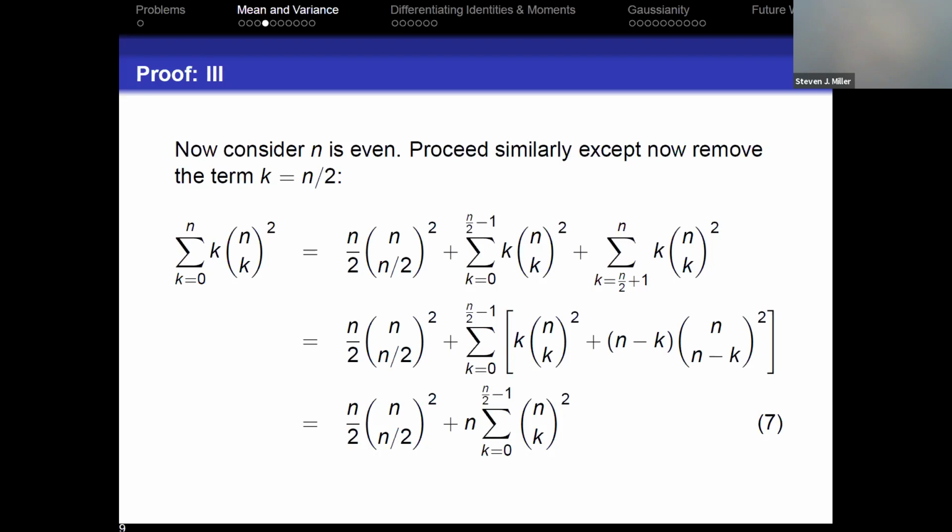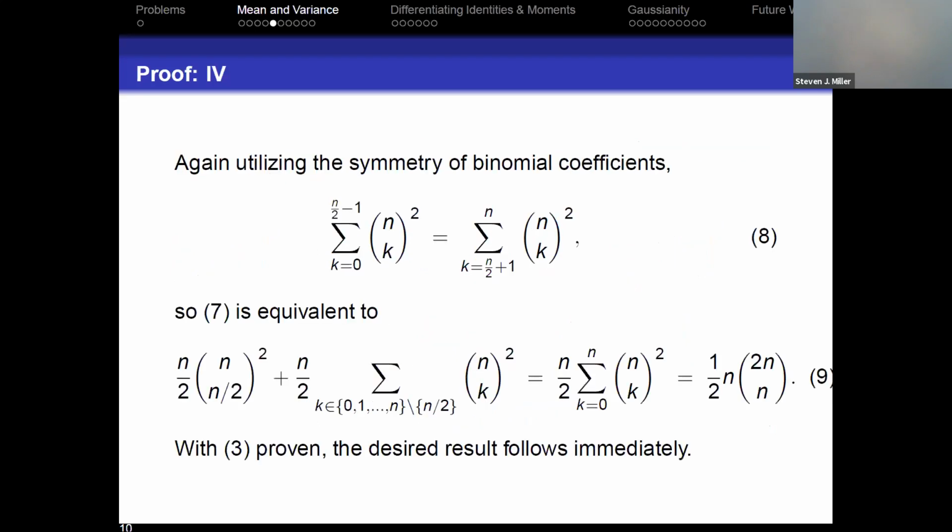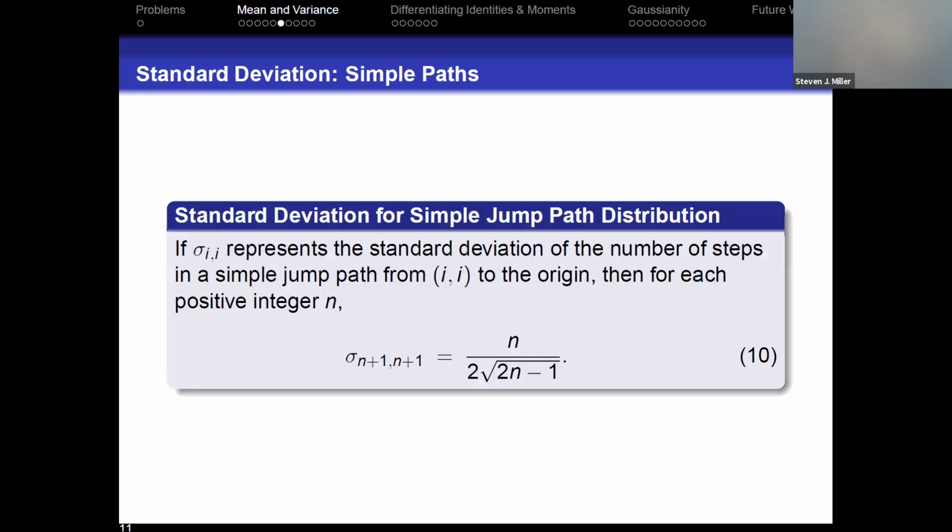It's essentially the same as what we had before. Again, we use symmetry of the binomial coefficients. We enter things, and now we just have to be a little bit careful because of double counting. And when the dust finally settles, we still get the same formula, just a little bit more work in the case when n is even. Okay, so that was the mean.